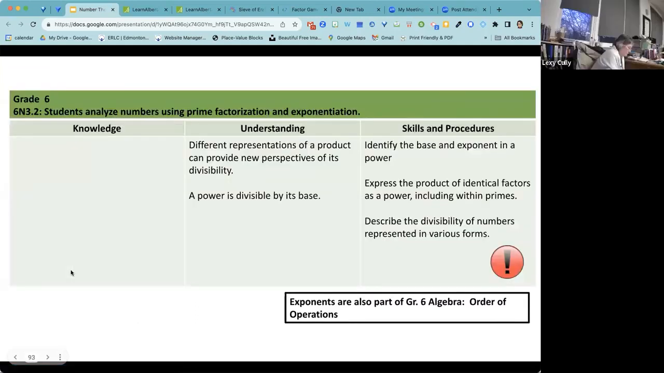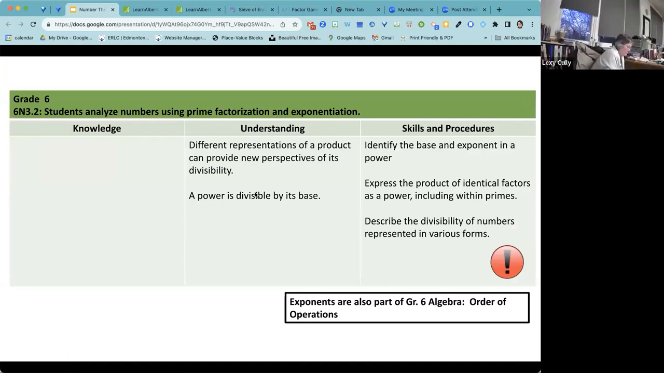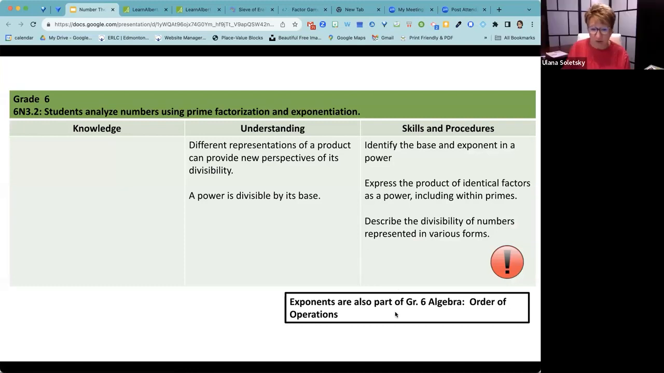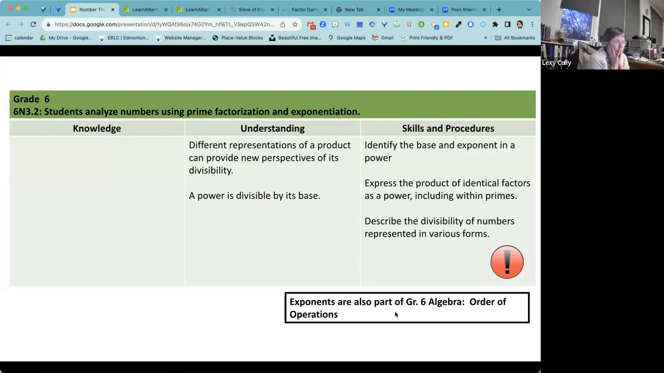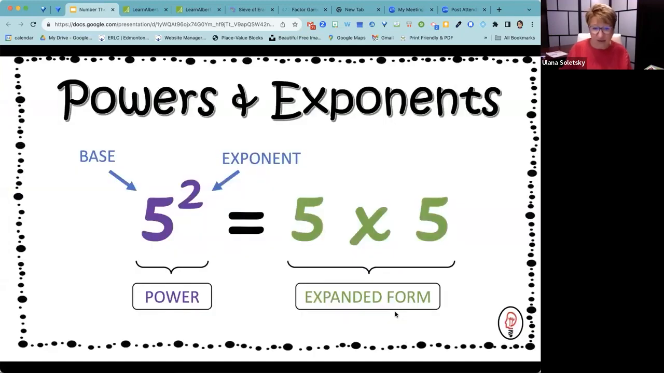Once we do prime factorization, we also have exponentiation, and we want kids to understand what a power is. I want you to know that exponents are also part of your grade 6 algebra unit, so we need to go into that at that time as well.